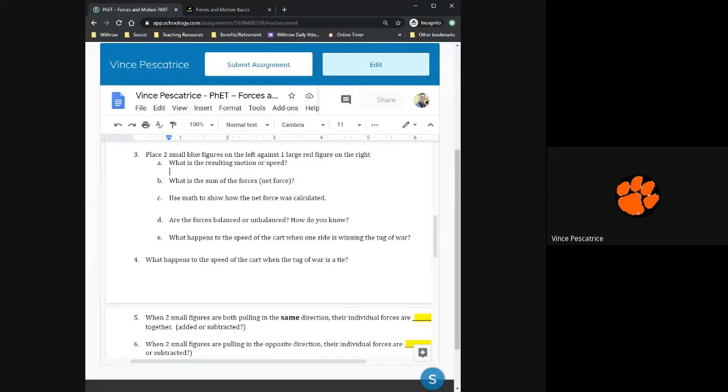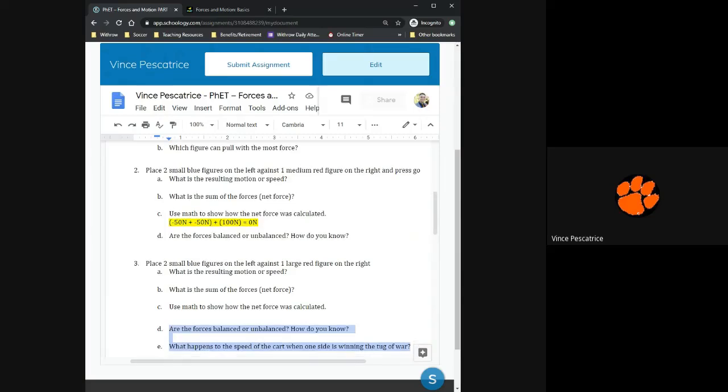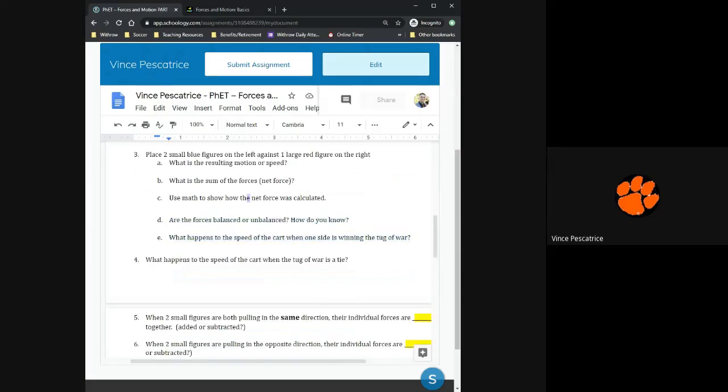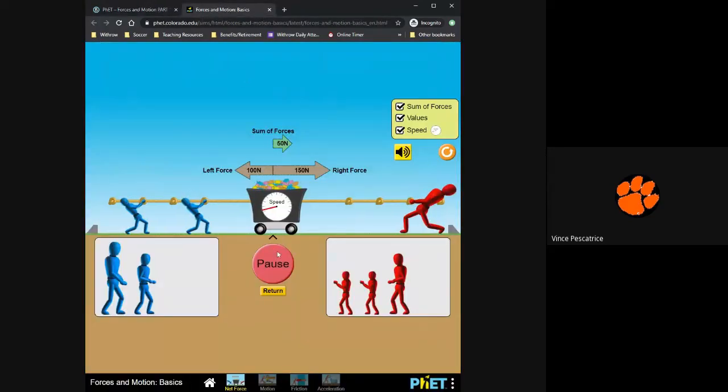When you're watching this, make sure you're looking for what is the motion, what is the sum of the forces, what is the net force. I'll go through C with you, and then you should be able to answer D and E on your own. This is just like number 2, but a different scenario. So I'm going to hit go.